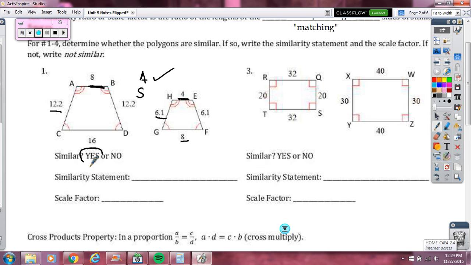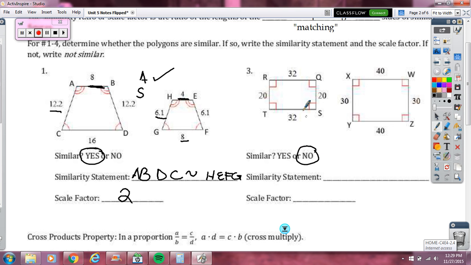So these are similar, and the similarity statement would be ABDC similar to HEFG. The scale factor, that number I got when I was dividing all the proportional sides, that would be 2. So when you try it over here on number 3, I'll let you pause and do that. Okay, after you've unpaused, let's look at what we should find.